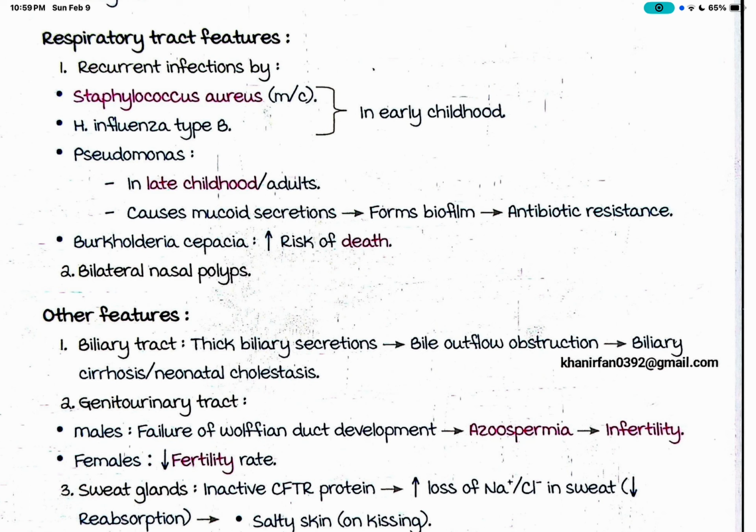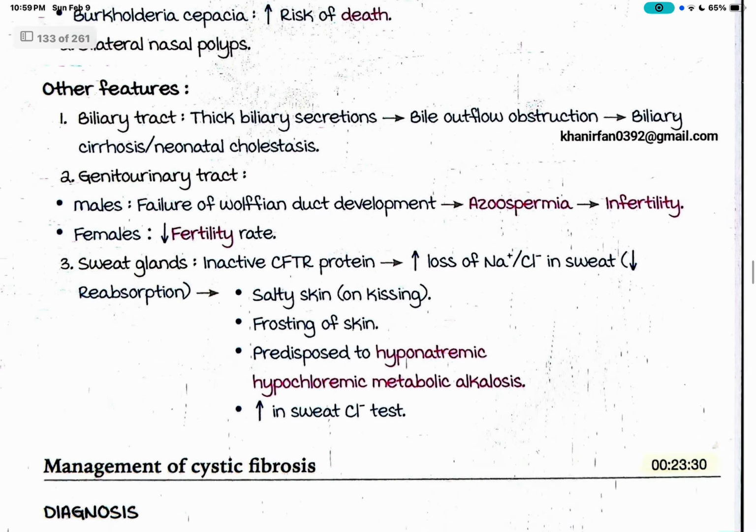Respiratory tract infections: recurrent infections by Staph aureus, which is most common, and H. influenzae type B. Pseudomonas in late childhood and adults causes mucoid secretions, forms biofilm and antibiotic resistance. Burkholderia cepacia carries increased risk of death. Bilateral nasal polyps are also seen.